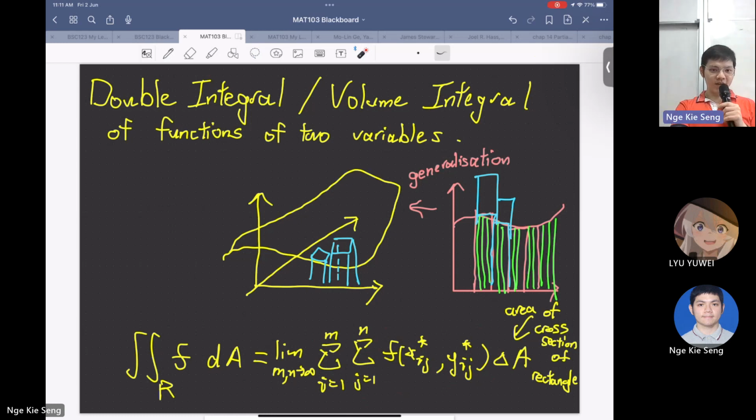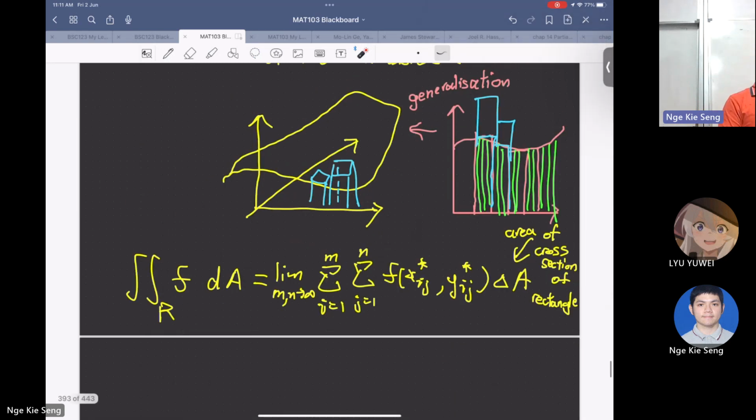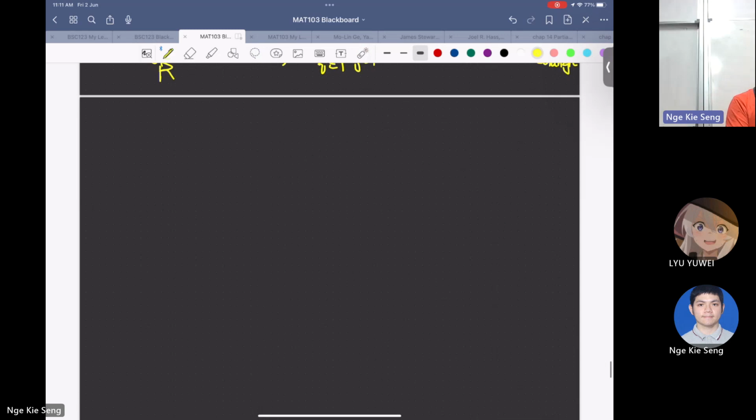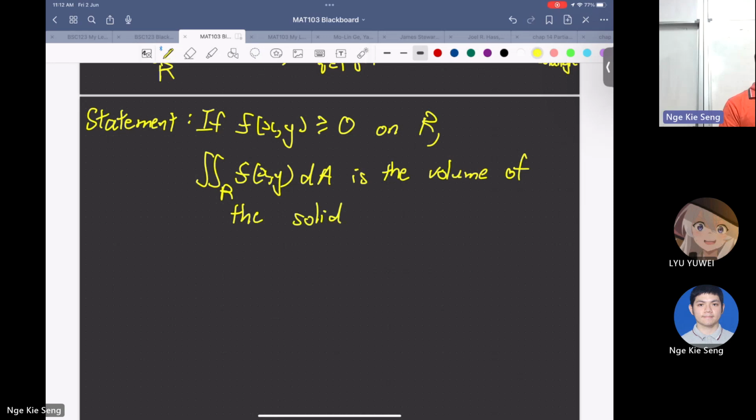So what we deduced last time, we didn't prove it, so it's just a statement. It says that if your function is positive, then the volume under the surface is exactly the volume of the solid. This is a very nice statement. So if your function is always positive, you don't go to the negative side on the z-axis, then what is this double integral doing? The limit will converge to the volume of the solid under the surface. We didn't prove this, but we can use it.